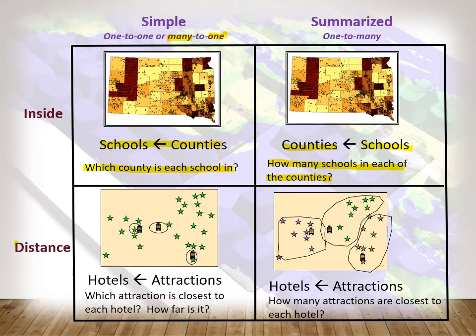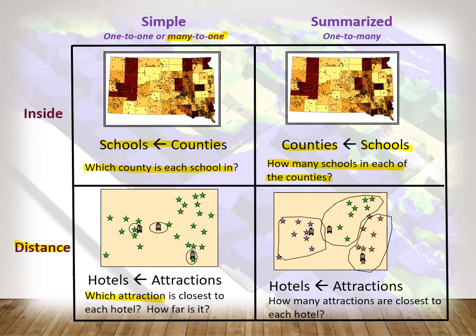Then we can go over to distance joins. Which attraction is closest to each hotel? So remember, it looks like we're just looking for one for each hotel. If we're looking for just one, it's a simple. And in this case, this would be considered, once again, a many-to-1. Each attraction will just have one hotel, whichever one is closest.